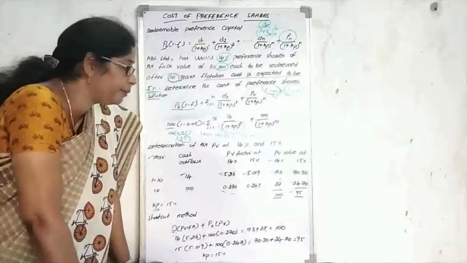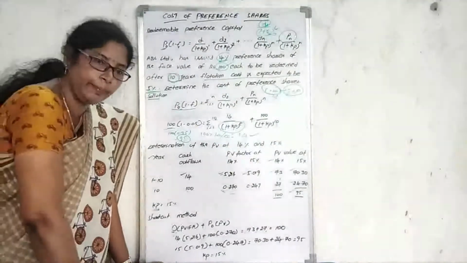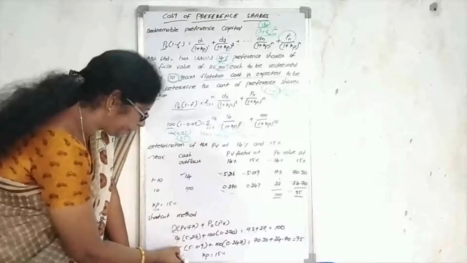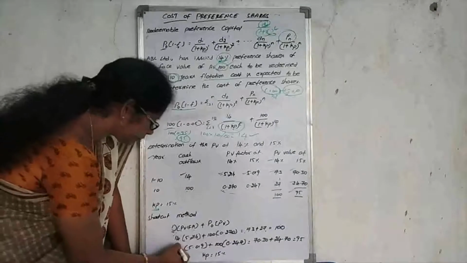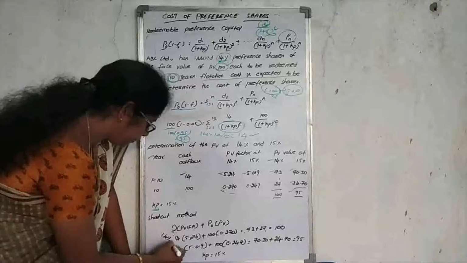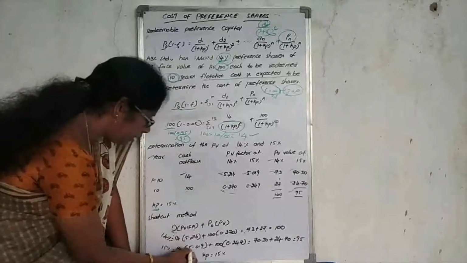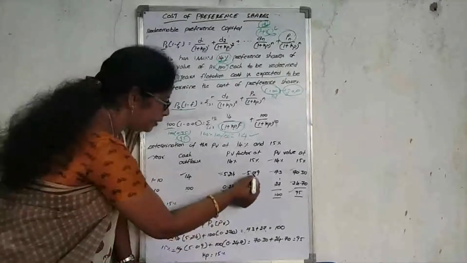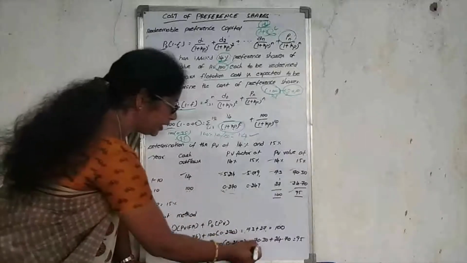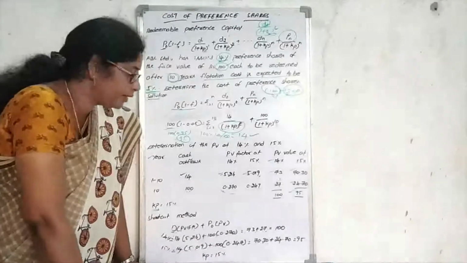No need to frame a table format. So directly you can go and implement it. At 15% also the same method we are going to apply. 14 rupees into 5.019, plus 100 into 0.247. That is 70 rupees 30 paisa plus 24.70, which equals 95 rupees.